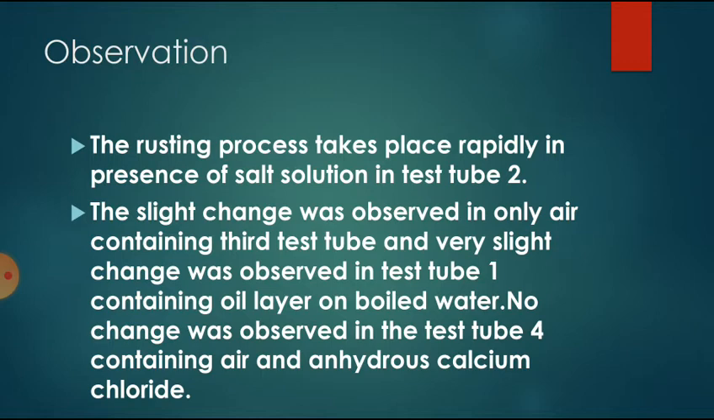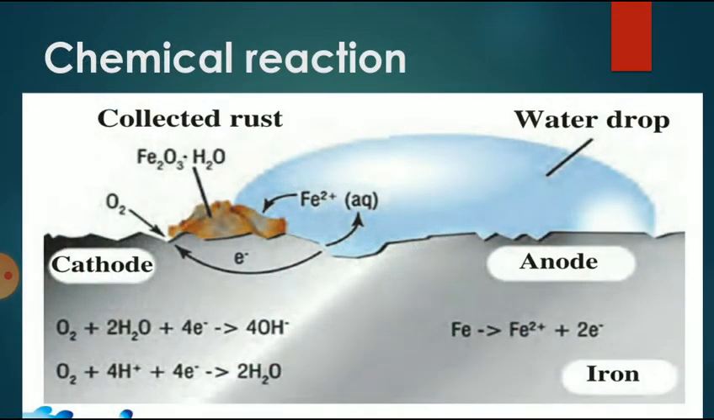Now let us see the clear concept of this rusting process with this image and the chemical reaction. This is the rusting of iron. For rusting we need air and water. Rusting is an electrochemical reaction. Why? Rusting of iron is an oxidation process. The rust on iron does not form by a simple reaction between oxygen and the iron surface. Therefore, it is an electrochemical reaction.